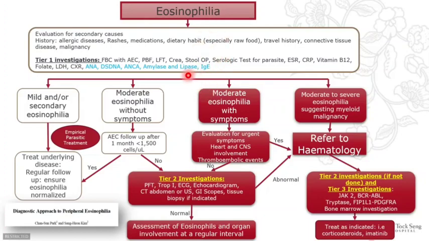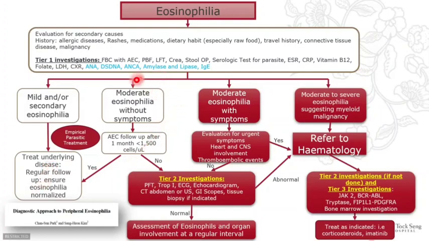So if your absolute eosinophil count is mild and or secondary eosinophilia, most of the time I would give them empirical parasitic treatment, which I will discuss later. But also you have to treat the underlying disease, and ensure regular follow-up. Ensure that these patients, after the follow-up, have their eosinophilia normalized or their eosinophil counts return to the norm.